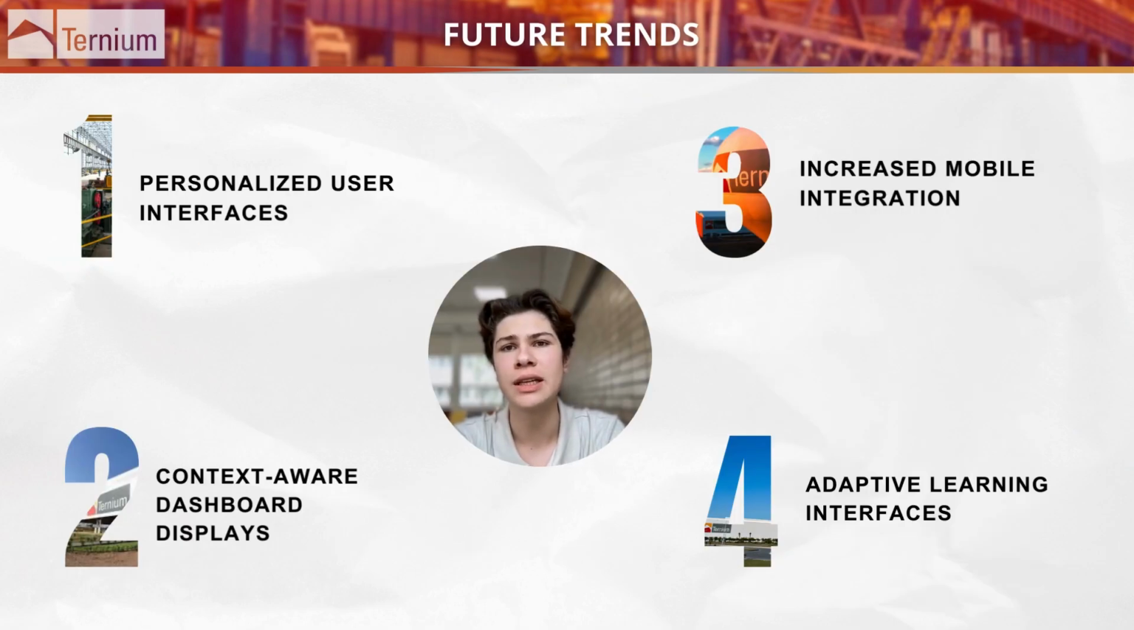Based on the analysis results and the recommendations that my classmate will make shortly, we predicted 4 future trends that could be implemented into Ternium's database and overall intranet in order to make it more effective and efficient. This will be, first of all, a personalized user interface based on the work position; context-aware dashboard displays that take into account the history of the user; as well as increased mobile integration for easier access any time the user wants. And lastly, adaptive learning interfaces as well, based on the history of the user and their position.